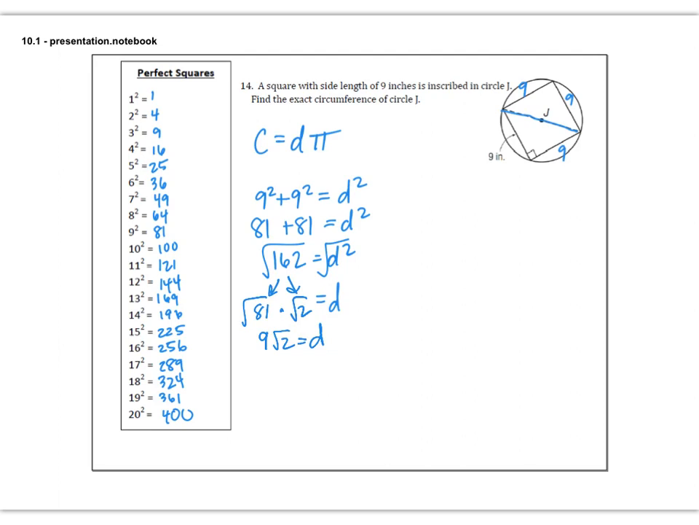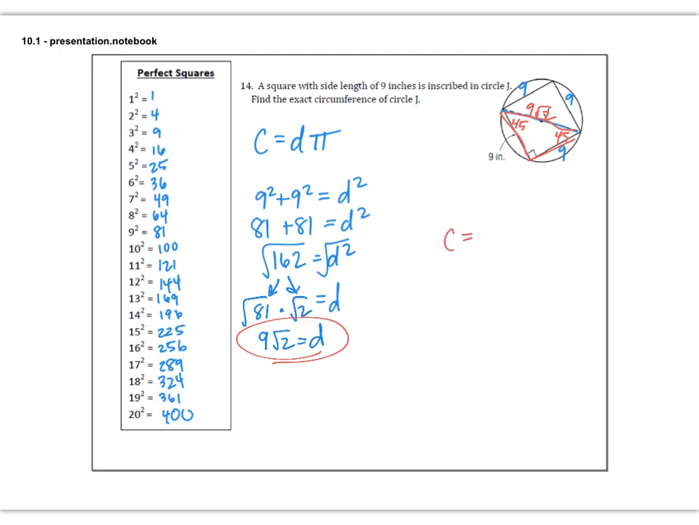Did anybody realize that this was actually a 45, 45, 90 triangle in here and think, oh, if I have a 45, 45, 90, I can take the leg times root 2 to get the hypotenuse? Ha, you still get 9 root 2, don't you? So our diameter is 9 root 2, but that is not our answer.